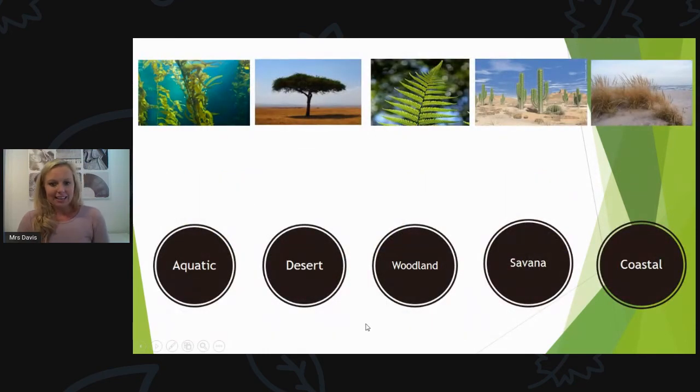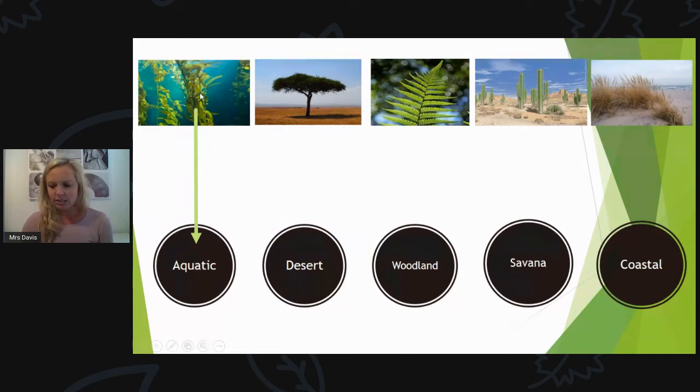Right, so shall we see whether we can match up these types of plants with their habitats? Right. Oh, I'm just trying to remember. What's this one again? I think this is the sea kelp. Should we have a look? Where do we reckon it might go? Into the aquatic. Well done.